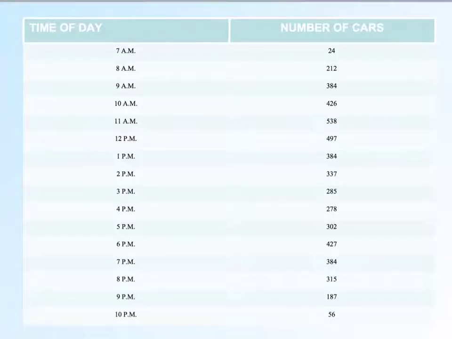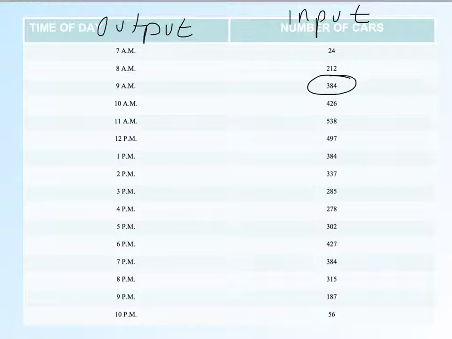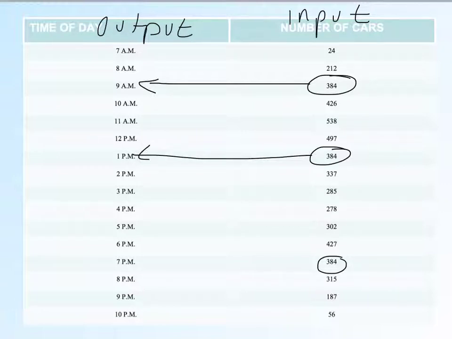So we're now going to say that the number of cars is our input and the time of day is our output. Looking, we have the number 384 three different times. So we have three inputs. 384 goes to an output of 9 a.m., 1 p.m., and 7 p.m. So the output of 384 goes to three different inputs.